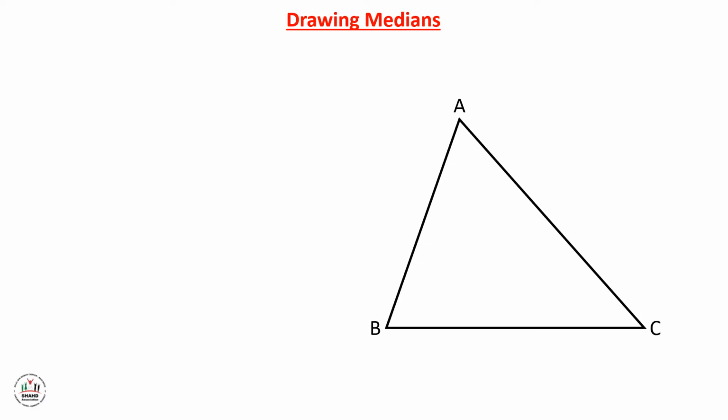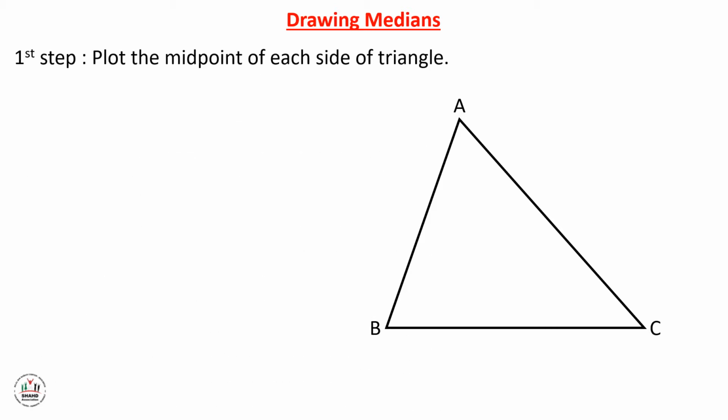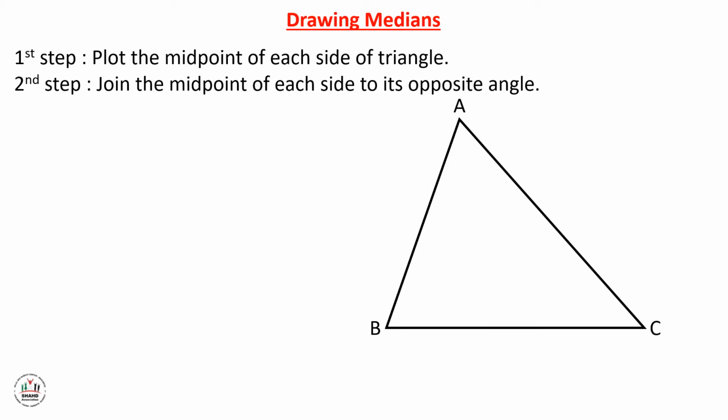We have a triangle ABC. We want to draw the medians of this triangle. So the first step, we should plot the midpoint of each side in the triangle. Second step, we want to join the midpoint of each side to its opposite angle.